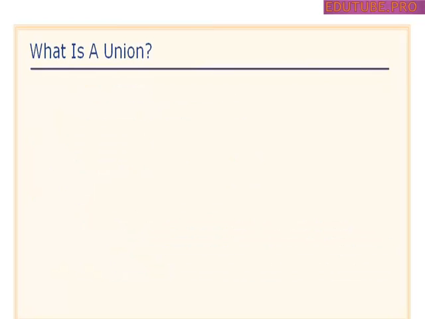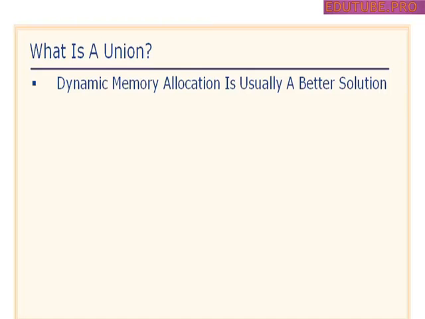Okay, so here's the bottom line though. You can use dynamic memory allocation now since we've got gigabytes of memory available to us, and it's usually a better solution. Notice the word usually. You could come across instances where you need to use a union, and I just wanted you to be aware of this. You can use the new keyword when you create your objects, and it will place them on the heap. Now if you use the new keyword, you have created dynamic memory allocation.